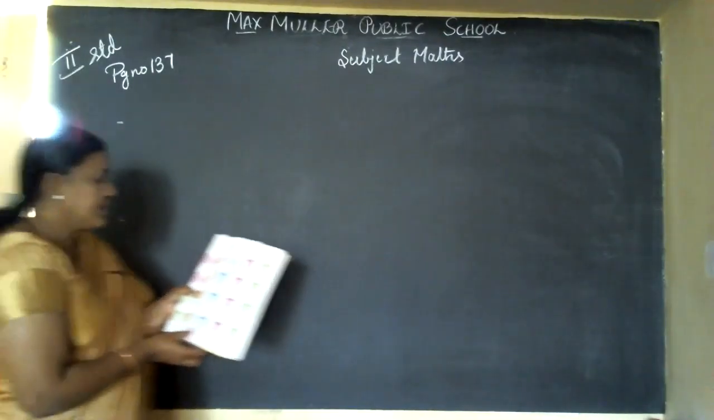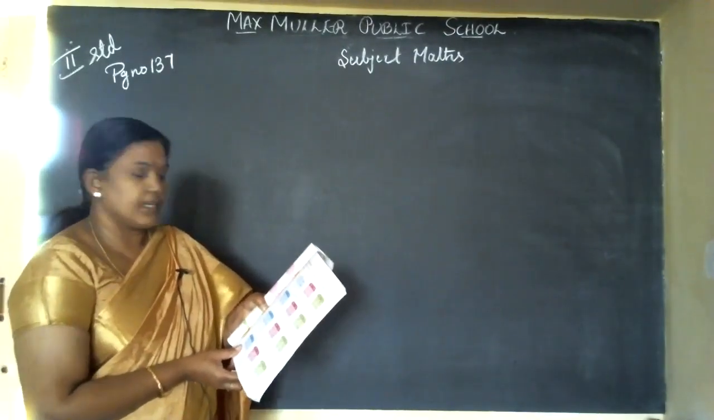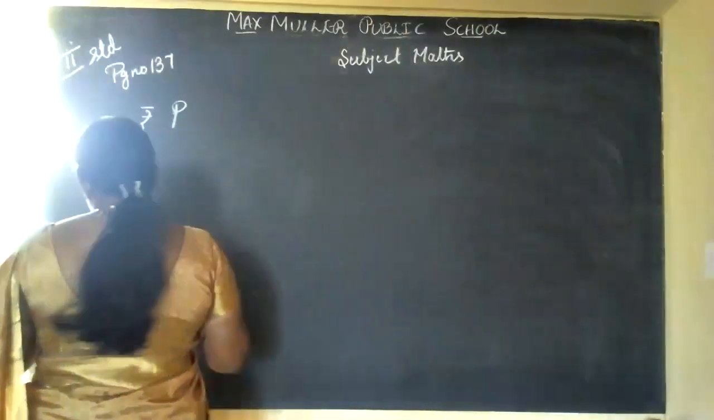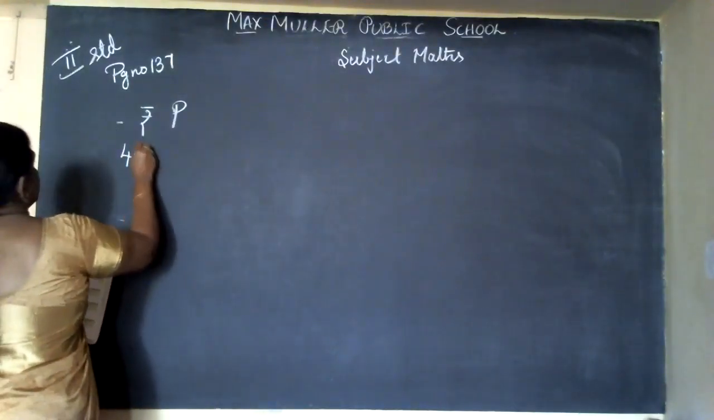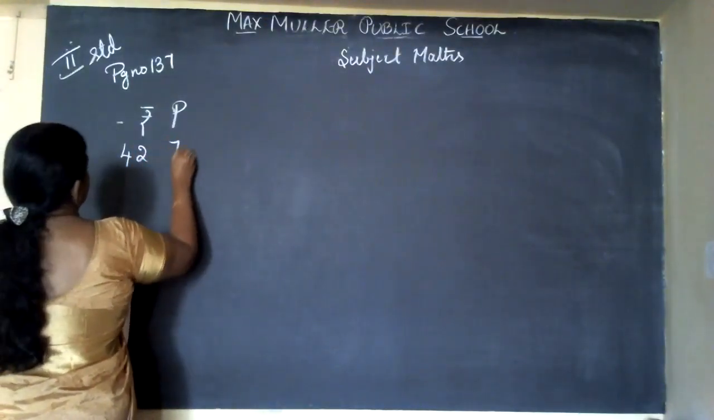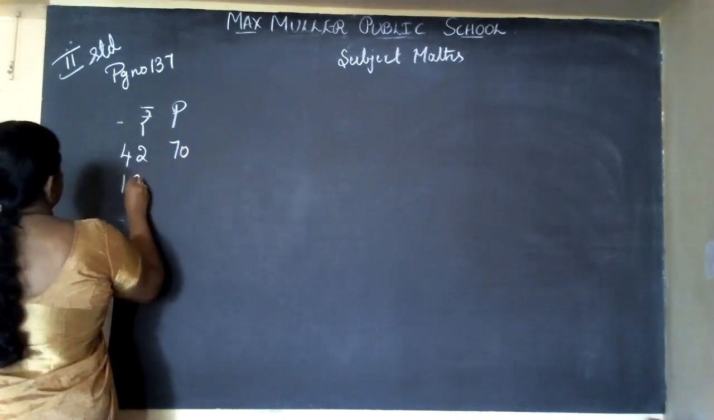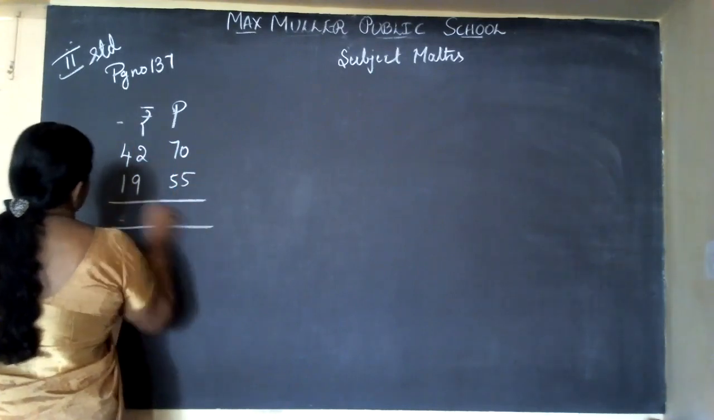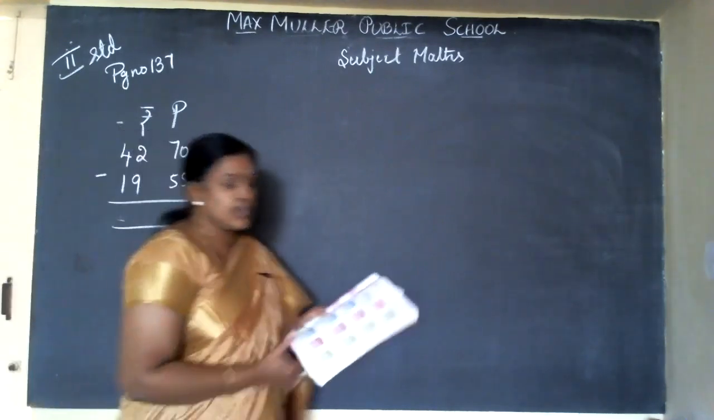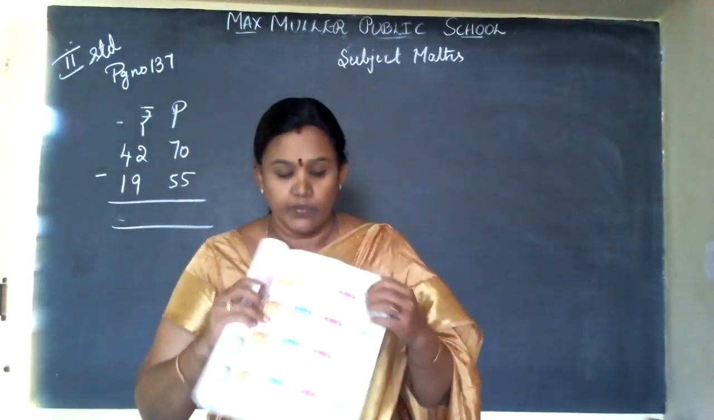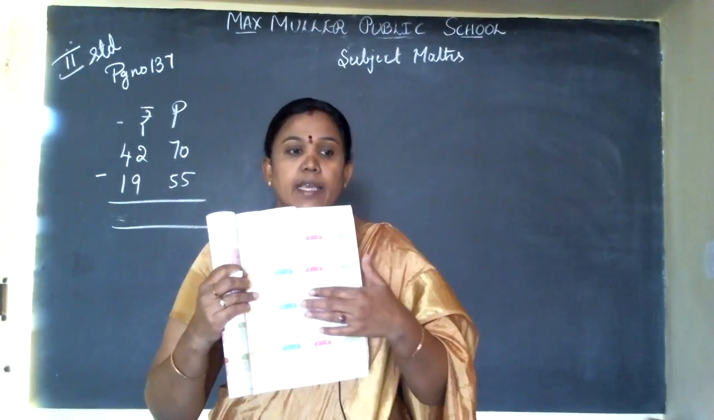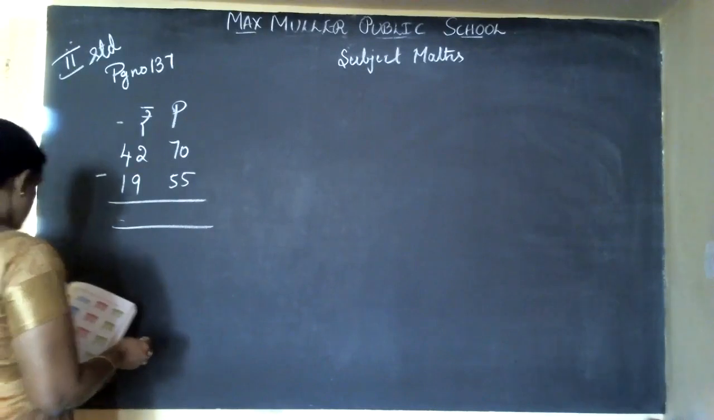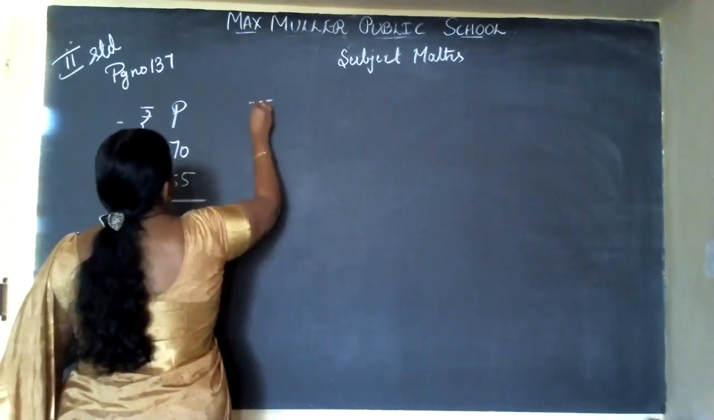Second line. That is rupees, paisa, 42 rupees, 70 paisa, minus 19 rupees, 55 paisa. You want to subtract, children, see the sign here, subtraction. Last class we did 4 sums. Now, second line, we will do now. First, we will write the sums, after we will do the sums, children.